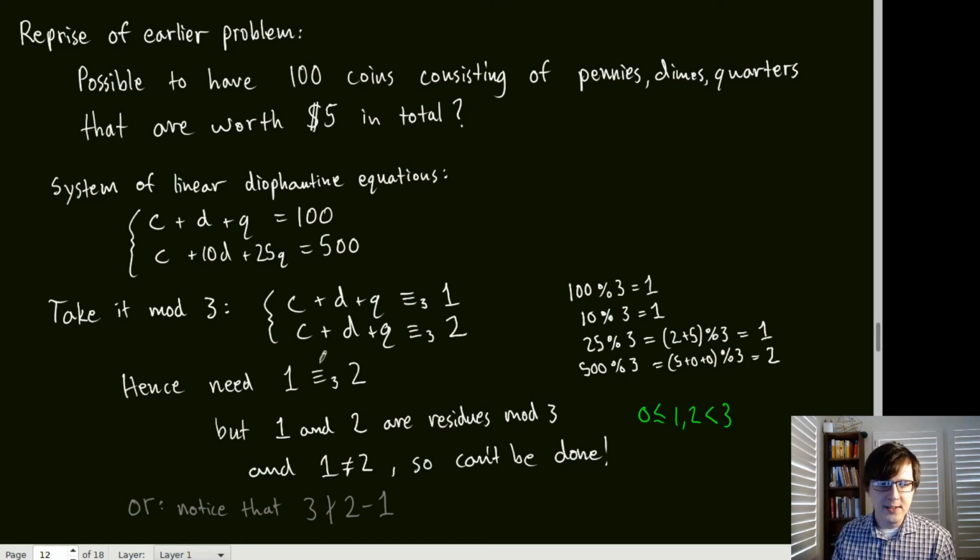The other way to close it off is to use the congruence definition directly. And so we can just see that 3 does not divide 2 minus 1, because 3 doesn't divide 1. So that's a way that we can conceptualize why it is that this system was not solvable, because it's not solvable modulo 3. Every linear diophantine system of equations has to be solvable modulo every number. So if it's not solvable for one of them, then it's not solvable at all.